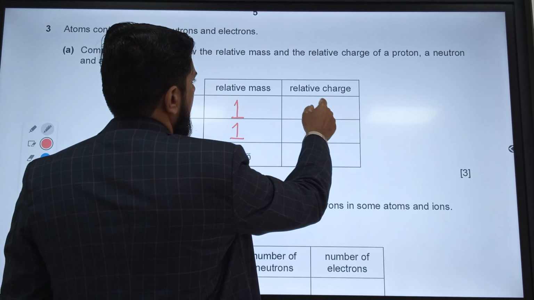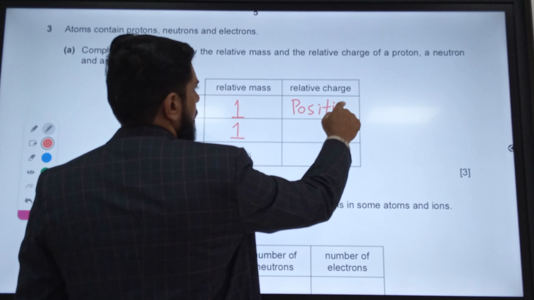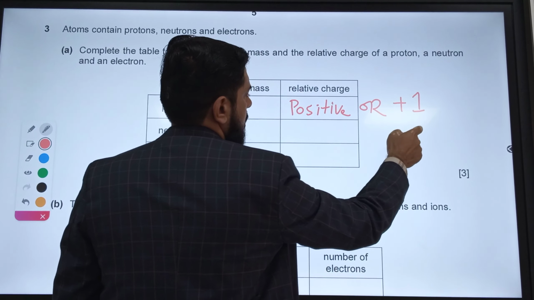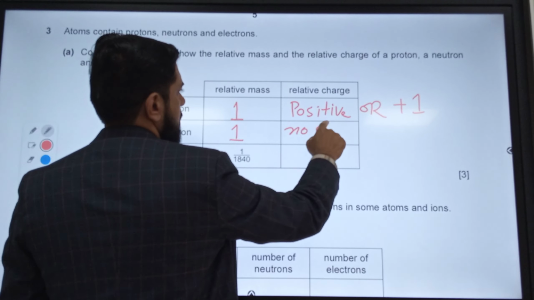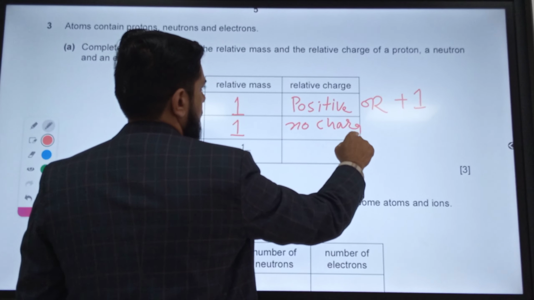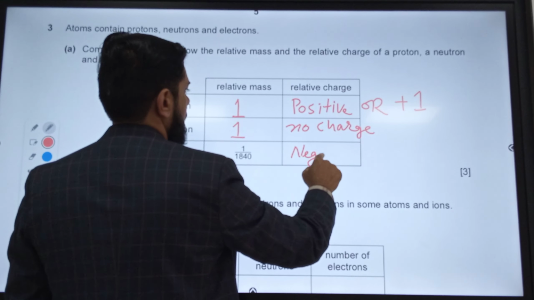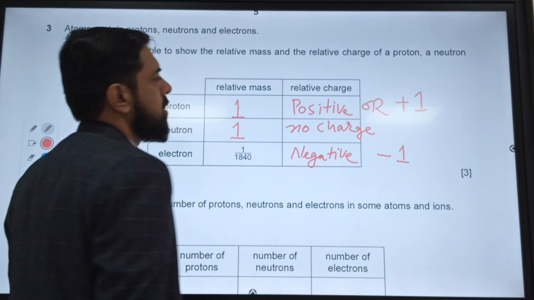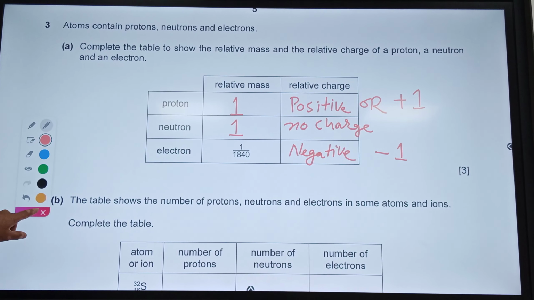For the charge, either we write in words positive or we can write just plus 1. For this one, we can say no charge. And here we can say negative, or we can say negative 1. Both formats are correct and are acceptable. Done?